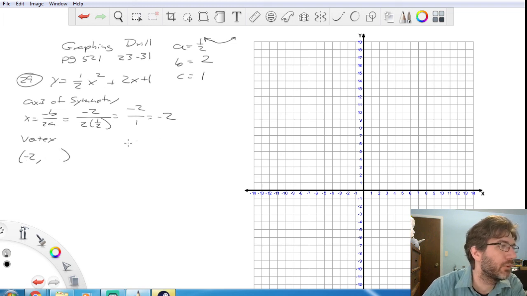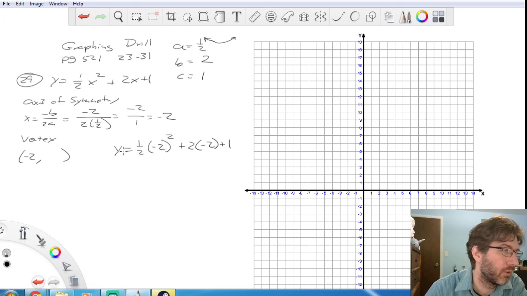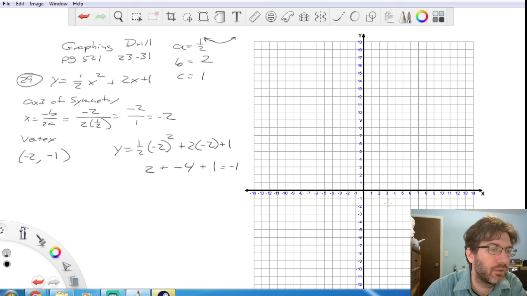Plug in negative 2 for x, we get y equals 1/2 times negative 2 squared plus 2 times negative 2 plus 1. Negative 2 squared is 4. Half of 4 is 2. Plus 2 times negative 2 is negative 4, plus 1. Right? 2 plus 1 is 3. Negative 4 plus 3 is negative 1. So that gives you negative 1. So we're at 2 and negative 1. We're right here.